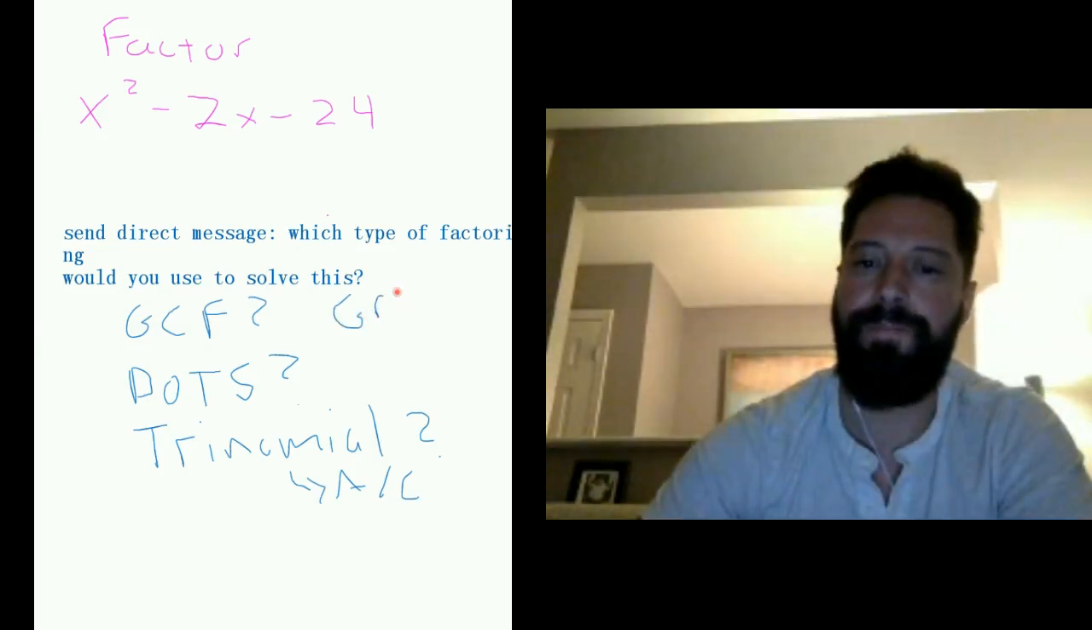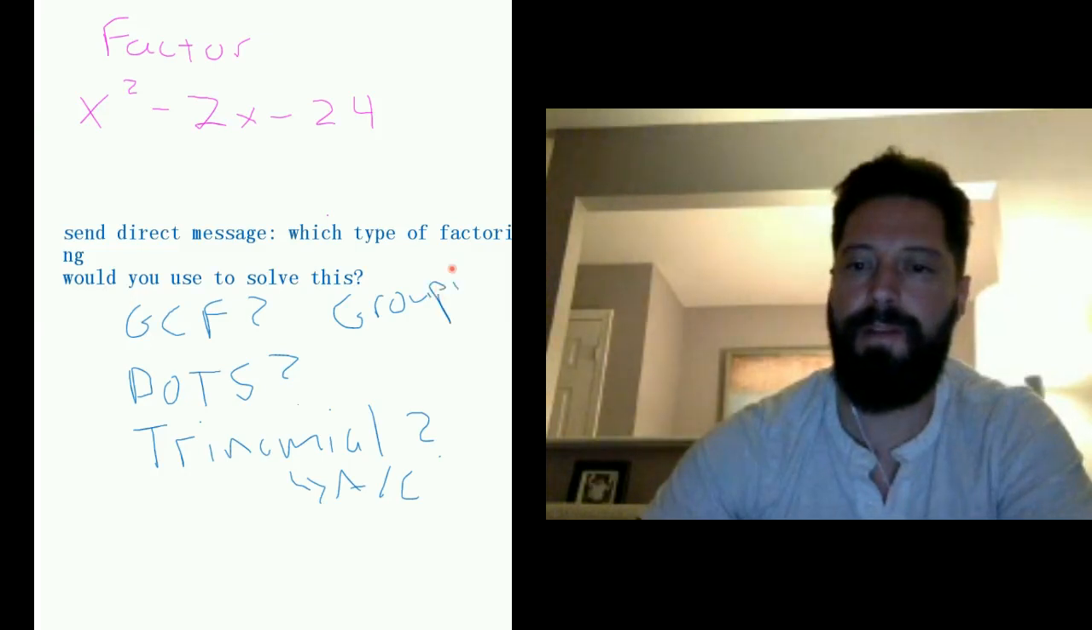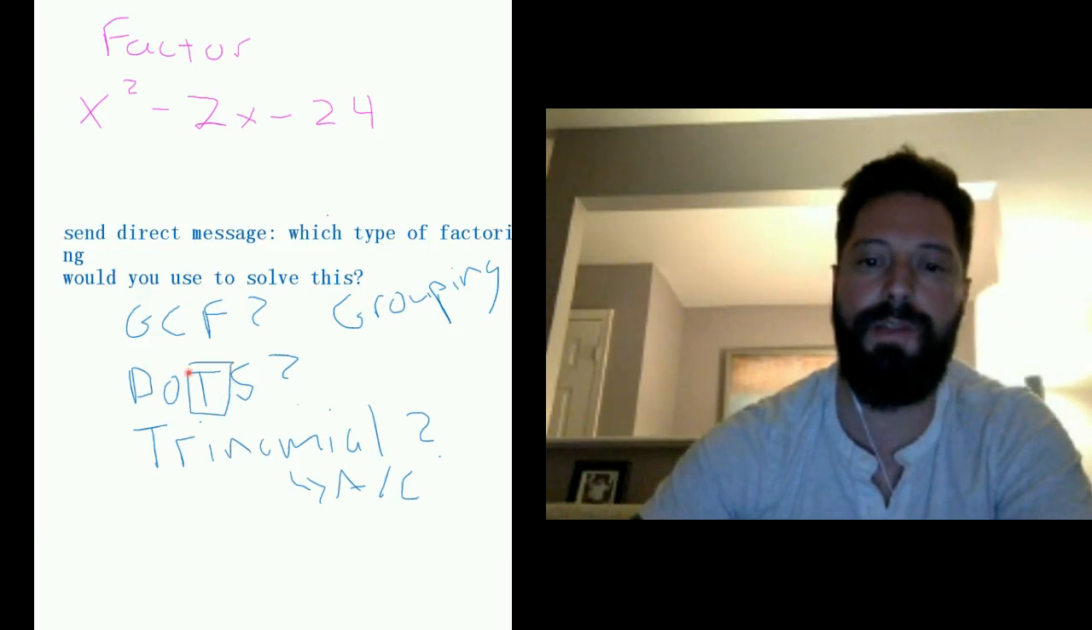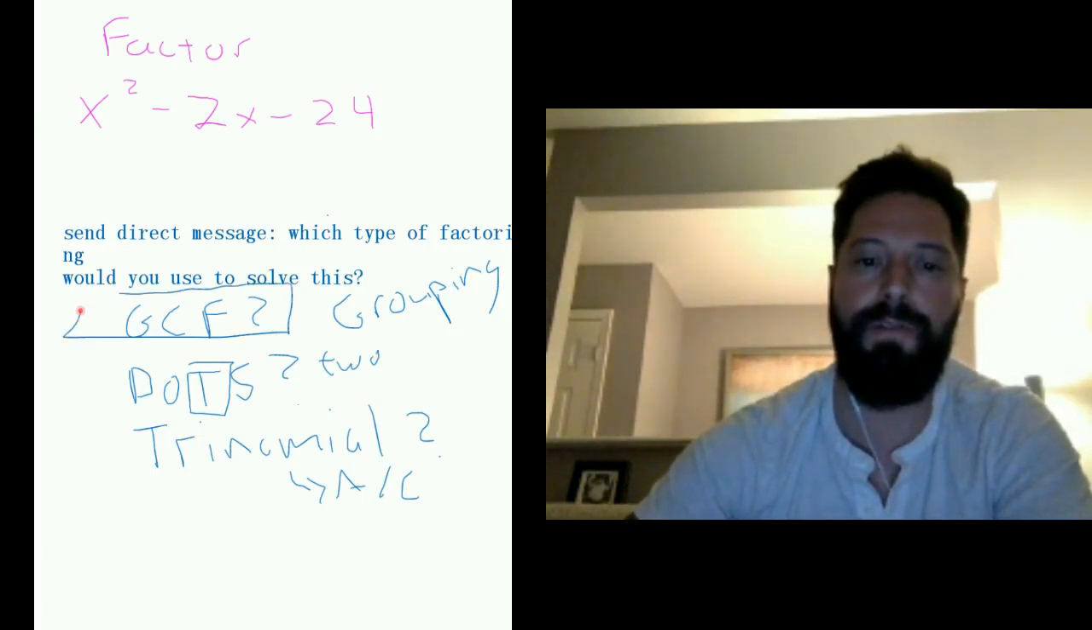This stands for difference of two squares. GCF is always an option, but there is no GCF in this situation between 1, 2, and 24. It's a trinomial. If we factor the trinomial, you can use the X game to do that.